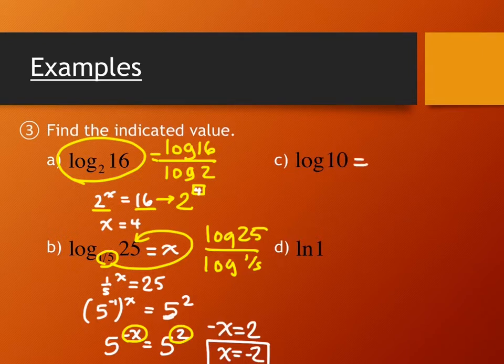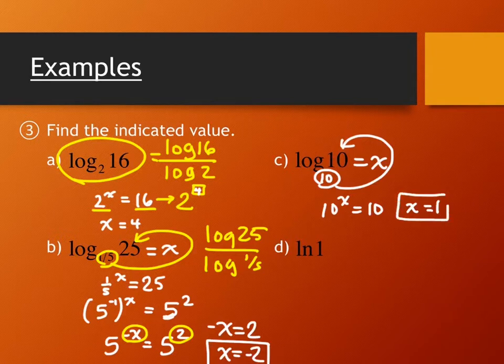So if I were to set this equal to x and do the same thing I've been doing, I'd have a base of 10, correct? How would this get rewritten if I were to rewrite this in exponential form? Right. 10 to the x equals 10. And what would x be? 1, right? Of course, your calculator can verify. You can write in log 10 and press enter, and it's going to tell you 1.